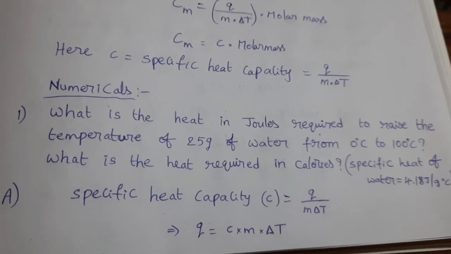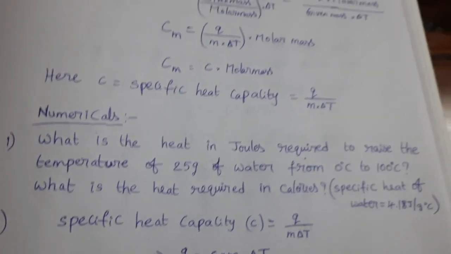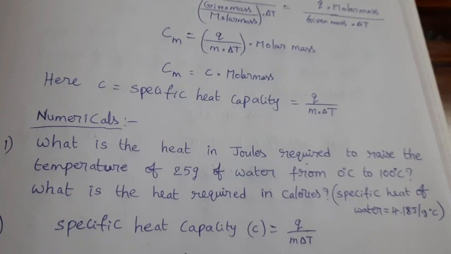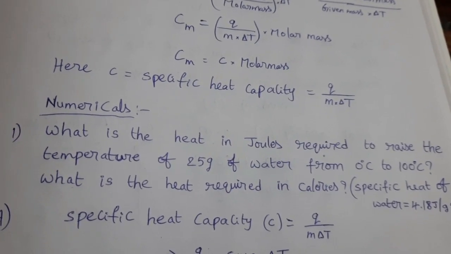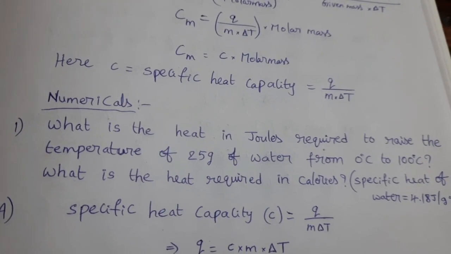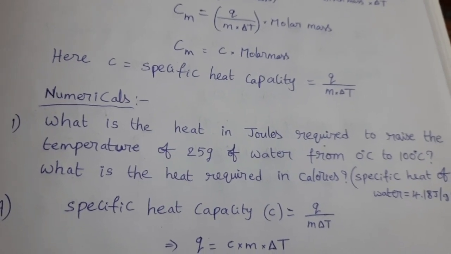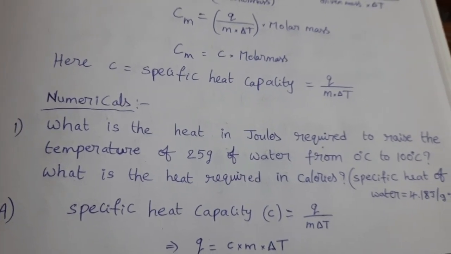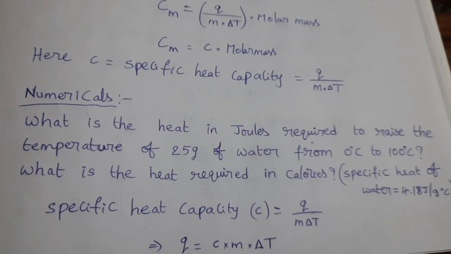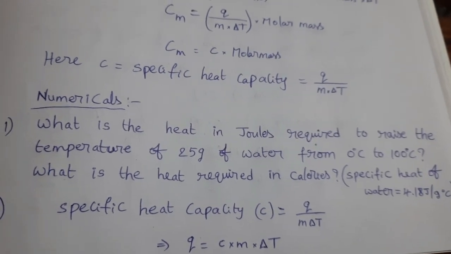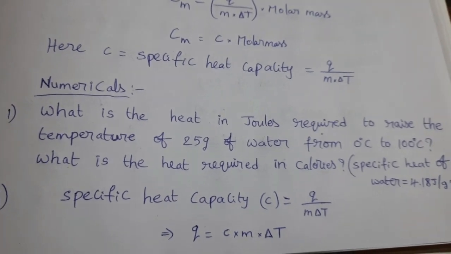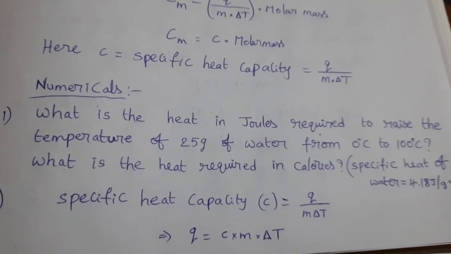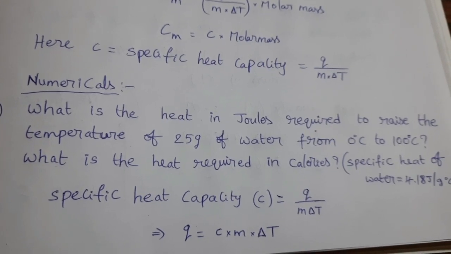What is the heat in joules required to raise the temperature of 25 grams of water from 0 degrees Celsius to 100 degrees Celsius? What is the heat required in calories? 25 grams of water is given, its temperature changed from 0 degrees Celsius to 100 degrees Celsius. For this change, how much heat is required in joules and calories?